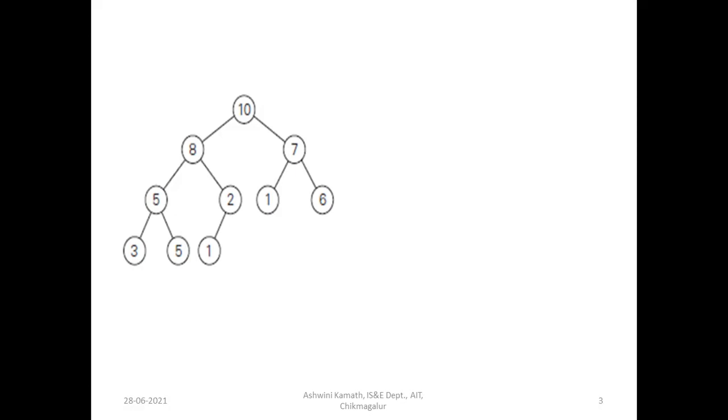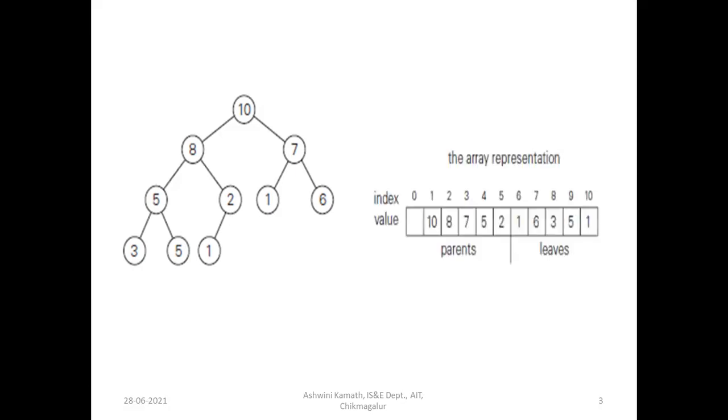So if we represent the same heap using an array, it is starting from 1. The root node is stored in index 1, so 10. Then in the next level, we have 8 and 7. It is filled according to the left to right representation. While storing it in the array also, we have to store like that: 10, then 8, 7. Then in the next level, 5, 2, 1, 6. And in the next level, we have 3, 5 and 1.